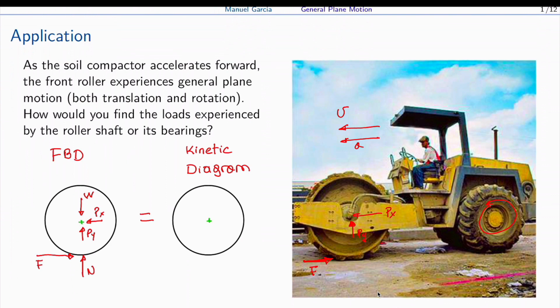So on the kinetic diagram, we can see that the only possible acceleration of the center of mass G is to the left, or if it's stopping, to the right, but it's just horizontal. So we have an acceleration of the center of mass G. This green one is the center of mass. So the magnitude of the kinetic element is mass times acceleration of G, plus the kinetic moment, which is Ig multiplied by alpha.